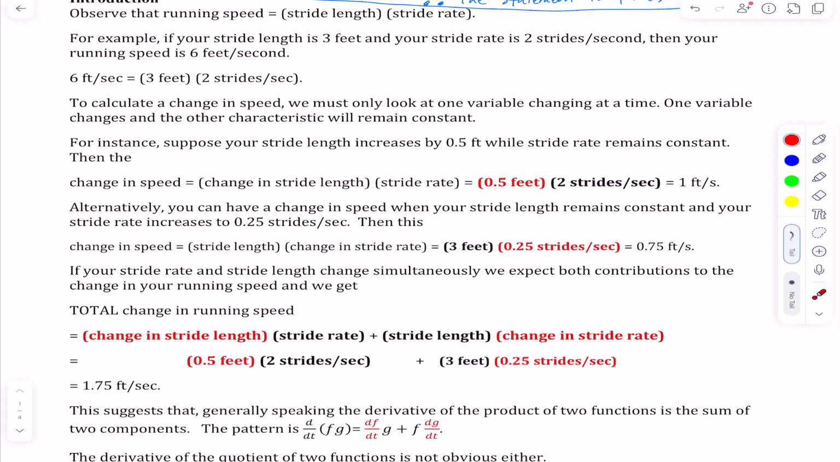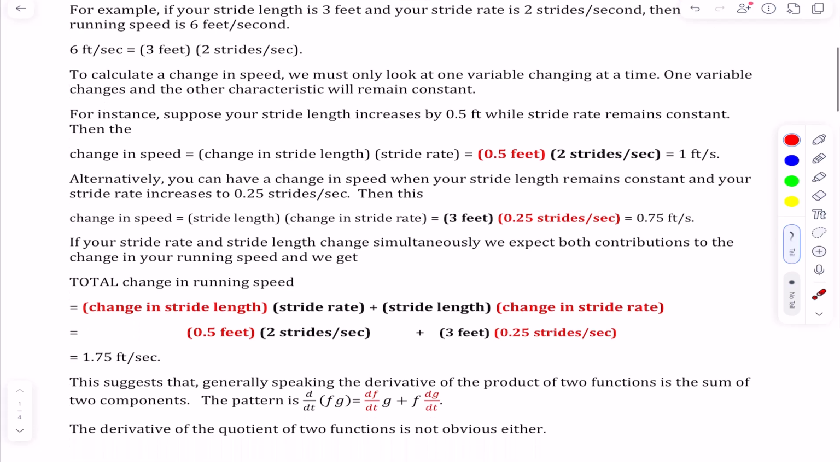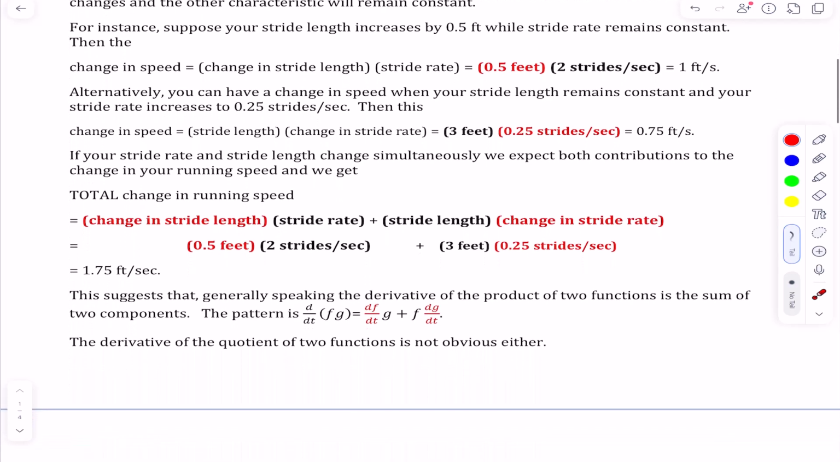You do a similar process where, what if your stride rate changes? Let's say your stride rate increases by 1/4 of a stride per second. Then you calculate that change in speed relative to the stride rate. Notice that will increase your speed as well. The total increase is the sum of these two numbers.